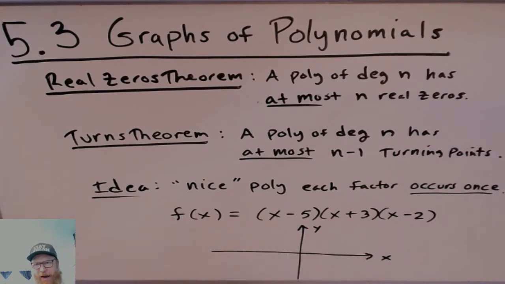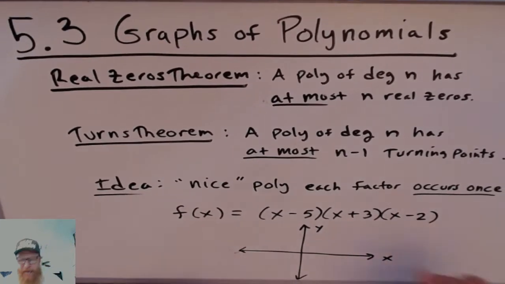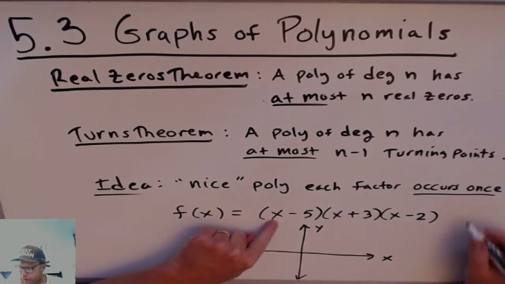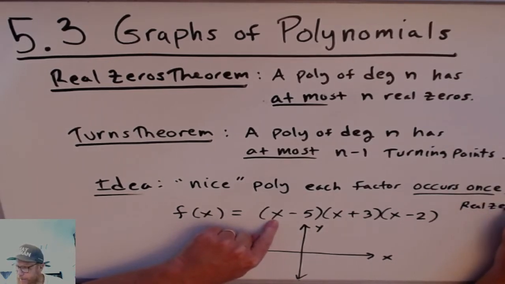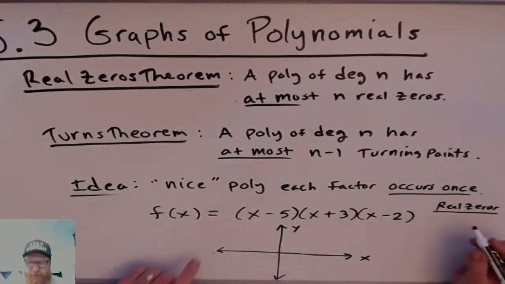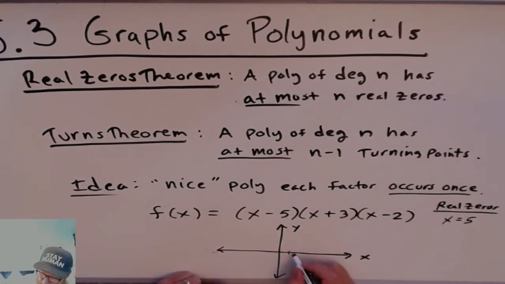If you drew the graph of this polynomial, now again, I'm just going to go through this quickly, but I don't need that big of an x-axis. Each of these factors would give you an intercept, or a real zero. So you have your real zeros, or sometimes I just say zeros. For x minus 5, you get 5. So you'd have 1, 2, 3, 4, 5.